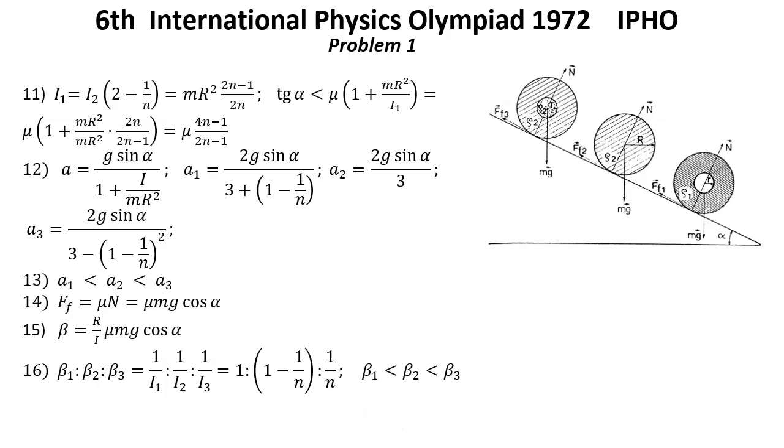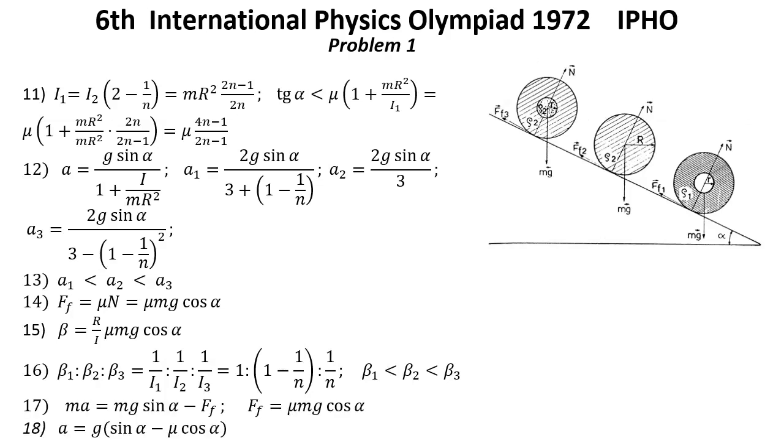In the case that one of the cylinders is sliding, we have ma equal mg sine alpha minus force of friction, where force of friction equal mu mg cosine alpha, and the acceleration a equal g multiplied by sine alpha minus mu cosine alpha.